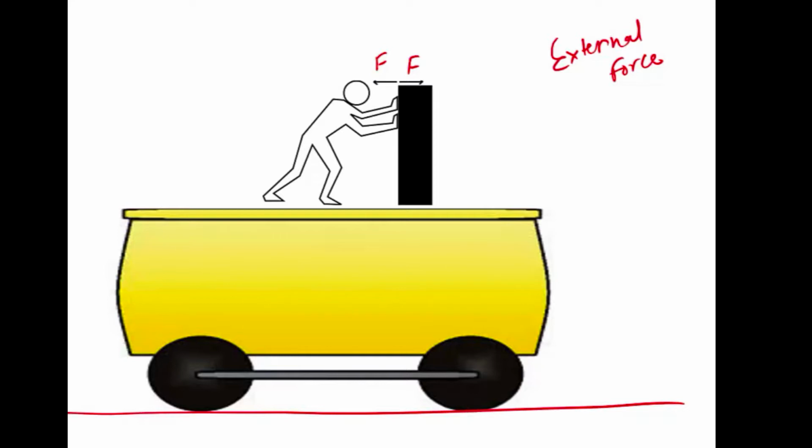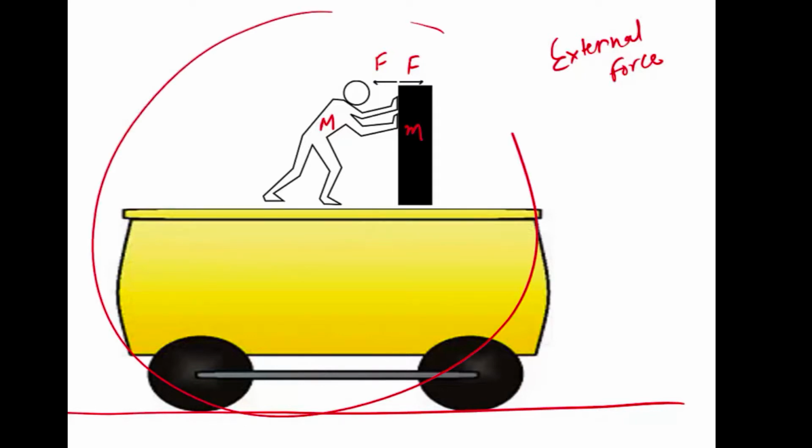If you are interested in the trolley, then your system is the trolley, and this man and this object are both parts of the system. So these forces are internal forces, and you can simply say from Newton's first law that the trolley will not move. You can also understand it like this: internal forces cancel each other when you're talking about a system.